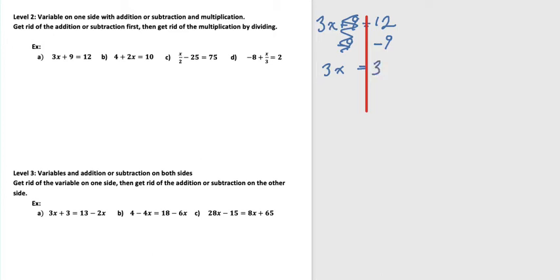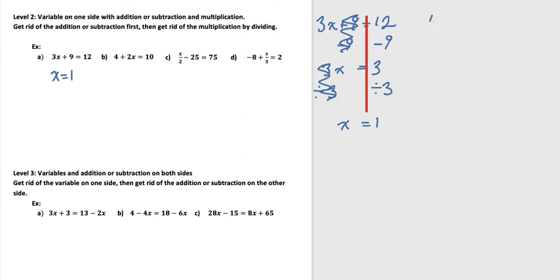Now, because we don't have any addition or subtraction left, we can deal with this multiplication. Remember, 3x means 3 times x, it's multiplication. So we'll do the opposite, we'll divide. If we divide this side by 3, we have to divide this side by 3. 3 divided by 3, right? That's the whole reason we did that, is to get rid of our 3's. We're left with x equals 3 divided by 3, which is 1. So for this one, x equals 1. Let's take a look at our next example.